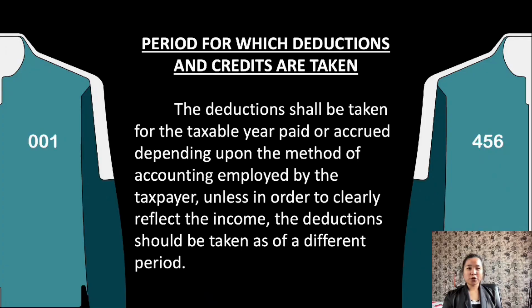For the period for which deductions and credits are taken, the deductions and credits provided for in this title shall be taken for the taxable year in which paid or accrued or paid or incurred, depending upon the method of accounting upon the basis of which the taxable income is computed, unless in order clearly to reflect the income, the deductions or credits should be taken as of a different period.